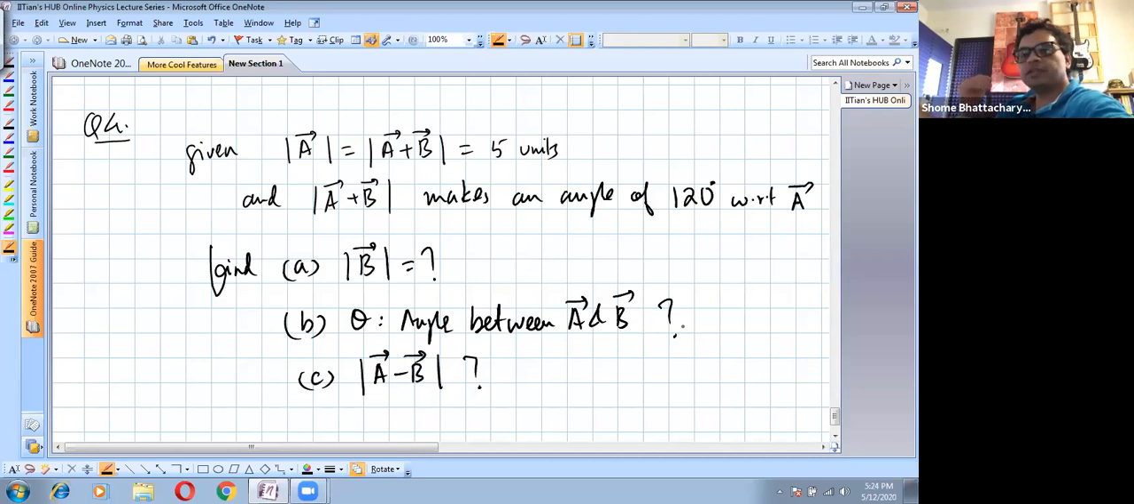No, Kevin, unfortunately, your answer is not correct in this case. See, A plus B is making an angle of 120 degrees with respect to A. It is not the angle between A and B. Okay? And B's magnitude is not 5.